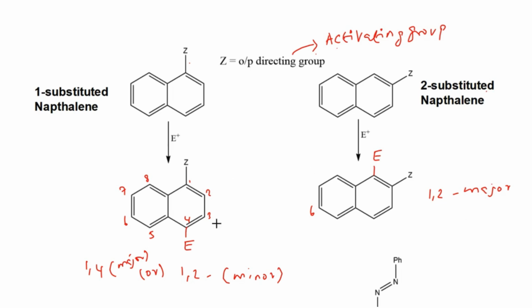Now if you observe carefully, in both cases the electrophile is substituted in the same benzene ring of the naphthalene. You see the Z and E are in the same ring. Why didn't it go to the other ring? The reason is that the Z group is an ortho-para directing group, so it is an activating group. It pushes electrons towards this ring. That's why this ring is more highly activated than the other ring. Suppose this is the B ring and this is the A ring. The B ring is richer in electrons. That's why the incoming electrophile is substituted in the same ring where the substituent already exists. This kind of substitution is called homonuclear substitution, because the electrophile is substituted in the same ring.